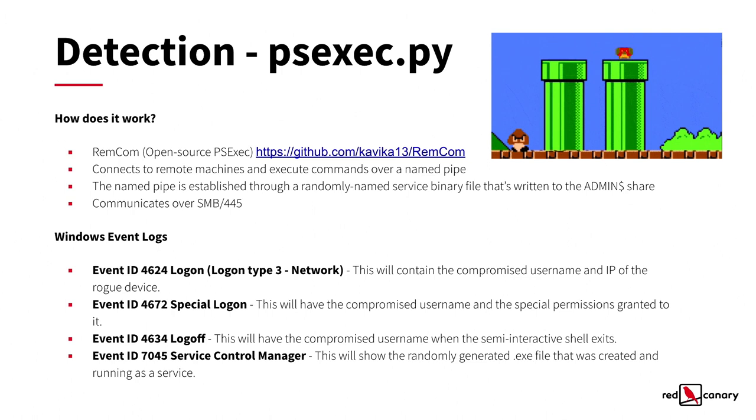So the event logs that it generates, there's four of them. 4624. For that one, we're specifically looking for logon type 3, which is over the network. It's going to contain the compromised username and then the remote IP of the device that it's coming from. We'll also see 4672, so those special permissions that are granted to that compromised username. We'll also see some logoff events, usually when the shell exits or when a command is entered. And then lastly, we get 7045, which is showing that a service has been created.